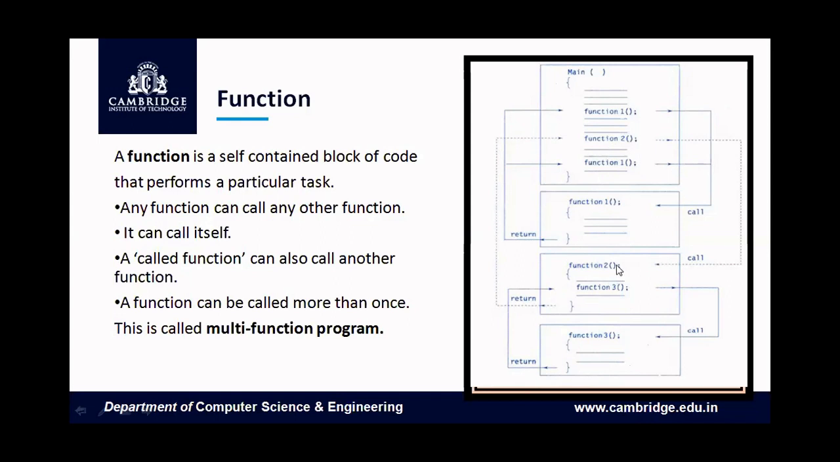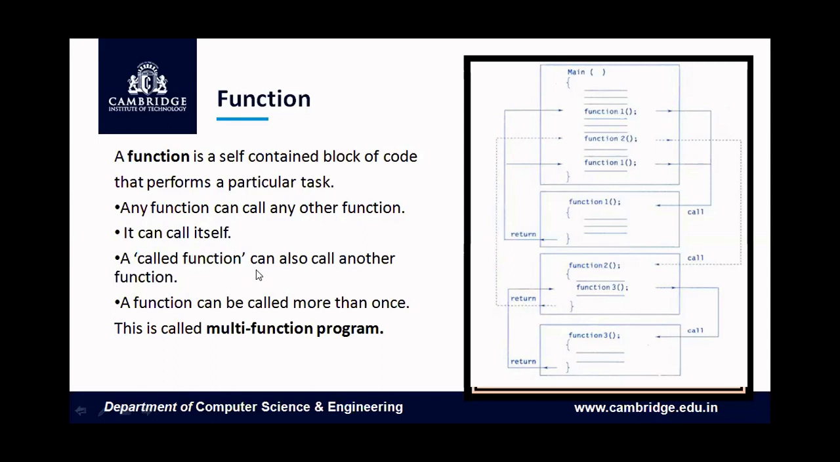So why do we need this? Now we'll go one by one. Any function can call any other function. So we can see here the main function is calling function 1, function 2, function 1. Any function can call any other function, or it can call itself. We'll see this as part of recursion. A function can call itself or it can call any other function.